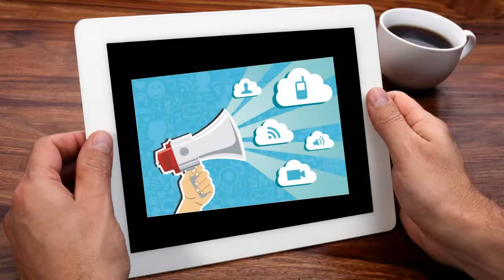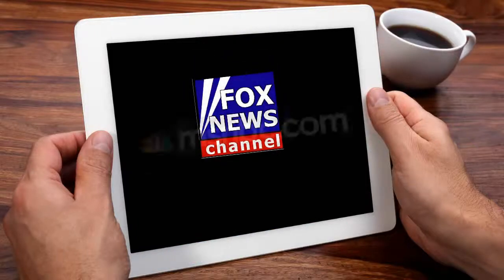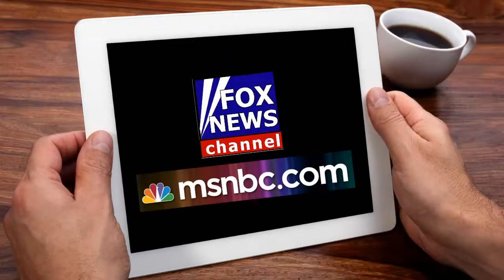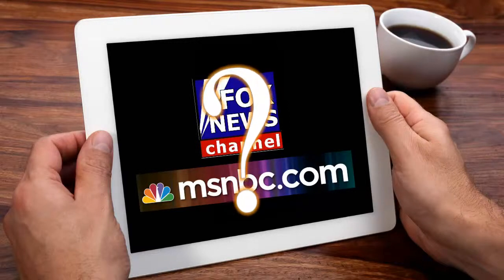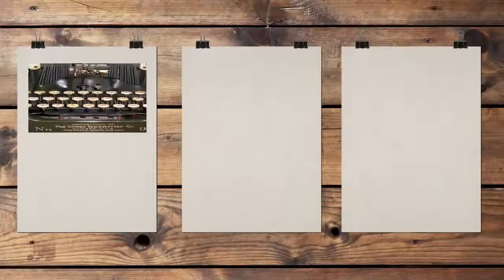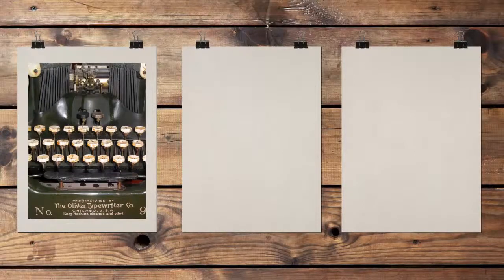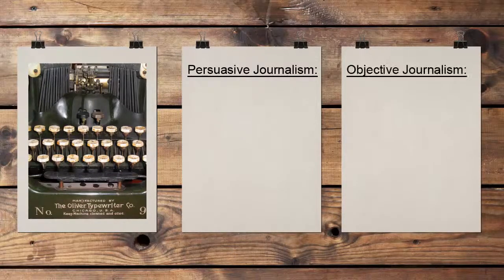Every day we are bombarded by bias and opinion through a variety of media formats, whether from television news programs or online outlets. Often, we do not even notice if something is objective or not. There are two categories of journalism, persuasive and objective.